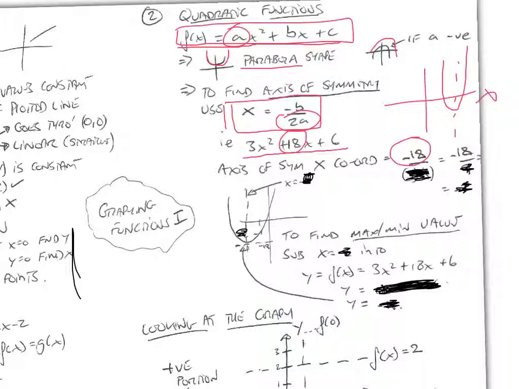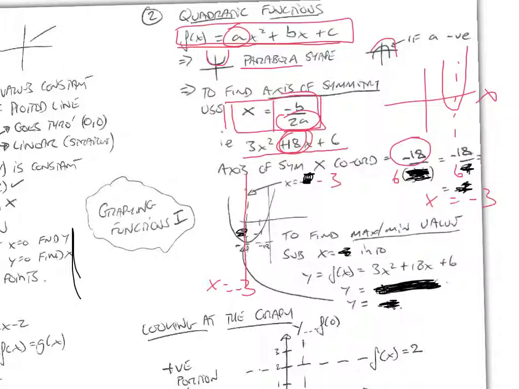If we have a function 3x squared plus 18x plus 6, to find the axis of symmetry, we use the formula minus b over 2a. That would be minus 18 over 2 times 3, which is 6. So it's minus 18 over 6, so our x value is equal to minus 3. So our axis of symmetry here is x equals minus 3.